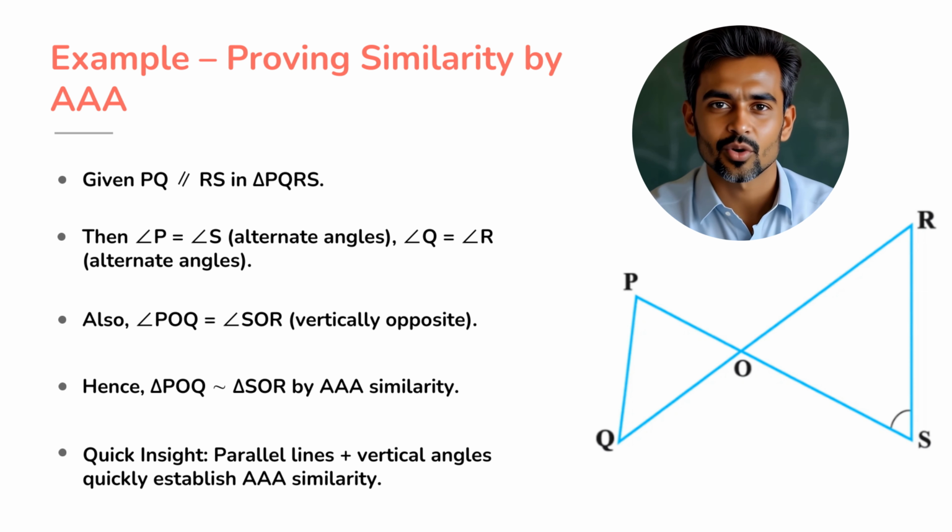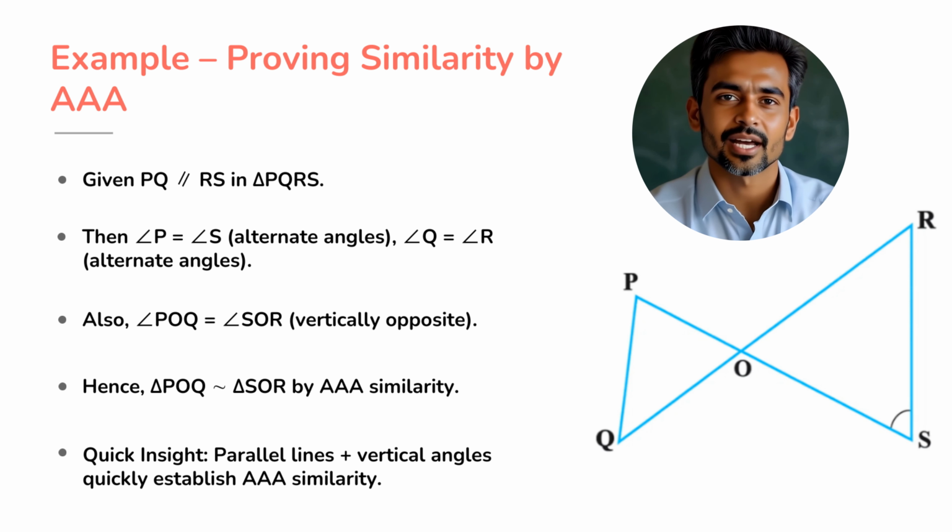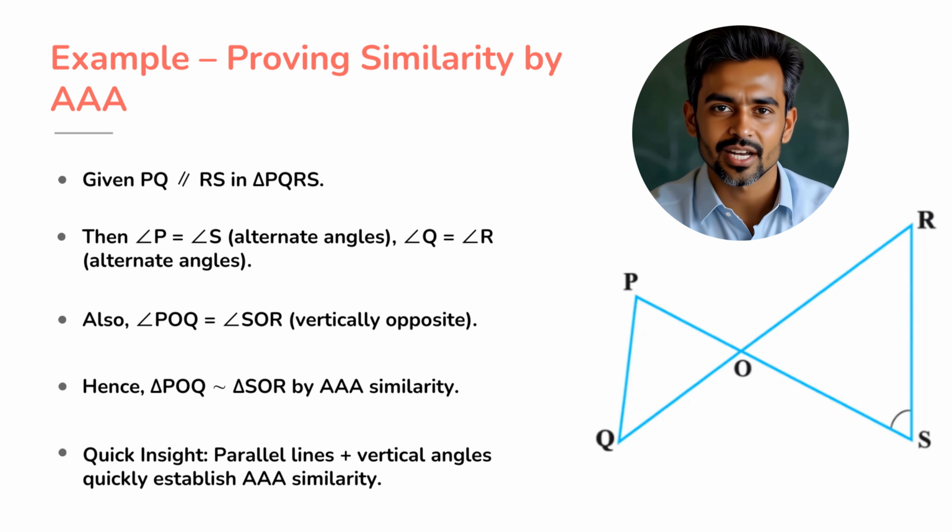Since we know that all the angles of triangle POQ are equal to the corresponding angles of triangle SOR, we can conclude that these triangles are similar. That's the power of AA similarity, the angle-angle-angle condition, which tells us that if three angles of one triangle match three angles of another, the triangles are similar.